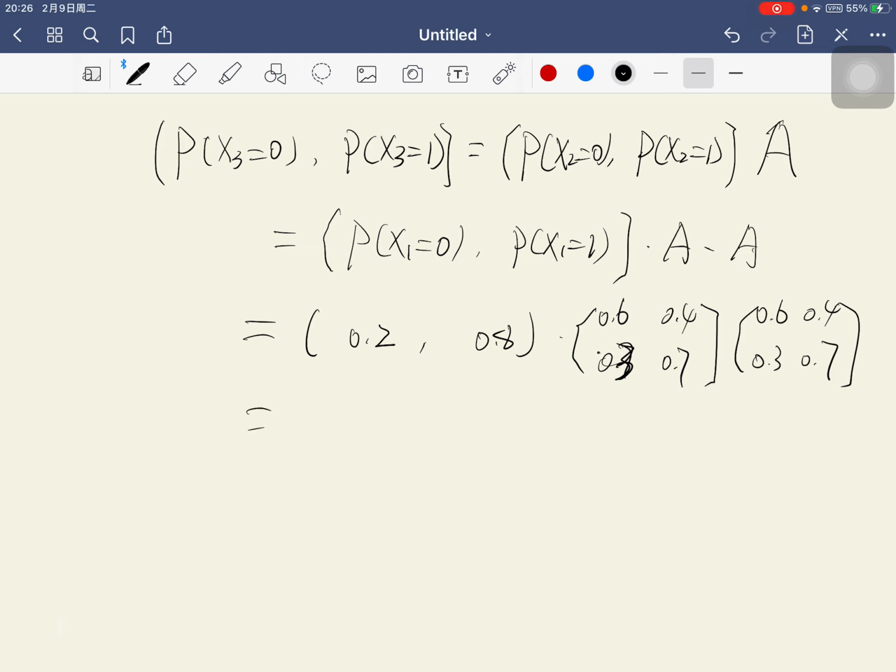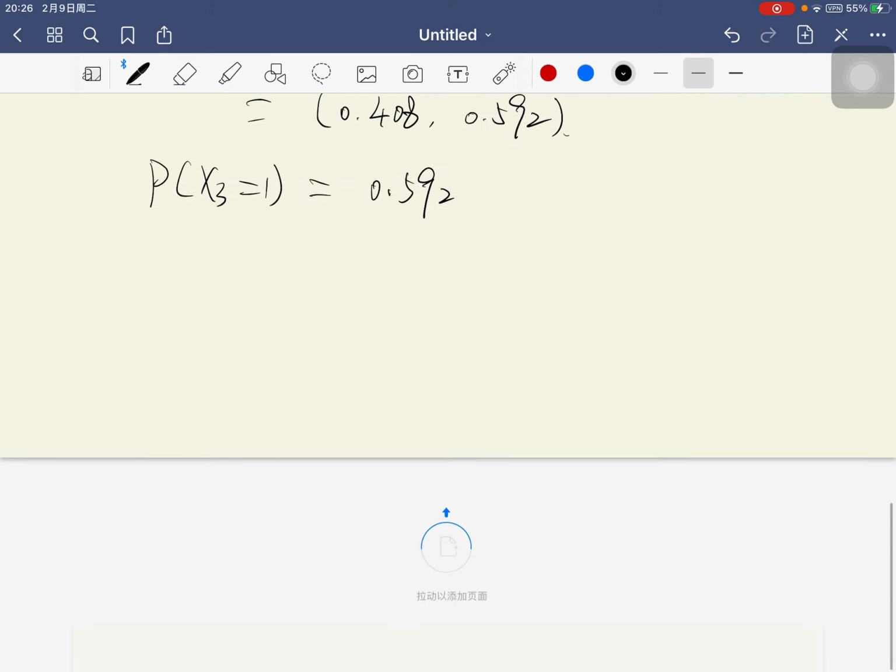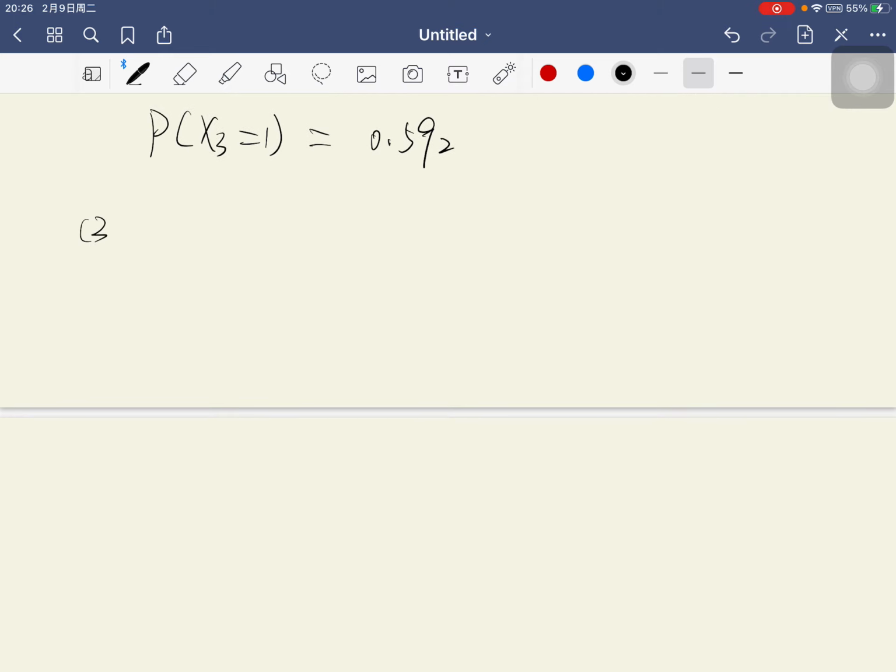The result is 0.408 and 0.592. So we can find that the probability of x3 equals 1 is 0.592. For the third question, we want to find the probability of x1 equals 0 given x3 equals 1.